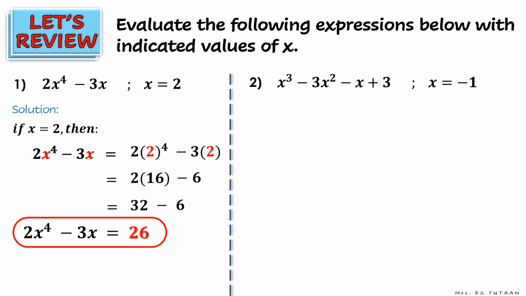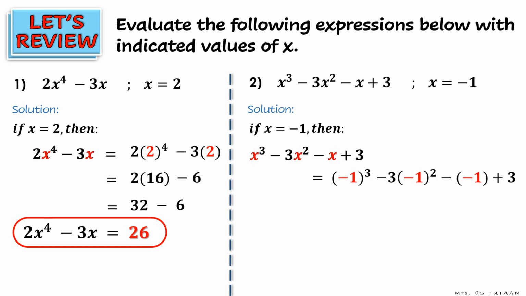Our value of x is negative 1. So, we will follow the steps. We have our given expression. Papalitan natin lahat ng variable dyan ng binigay na value ni x, which is negative 1. So, we will have negative 1 raised to the 3rd power minus 3 times negative 1 raised to the 2nd power minus negative 1 plus 3.